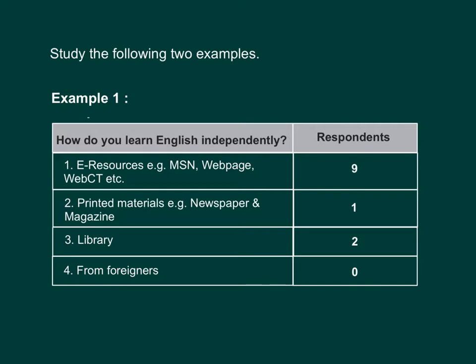E-resources, for example MSN, web page, web city, etc. Number 2, printed materials, for example newspaper and magazine.